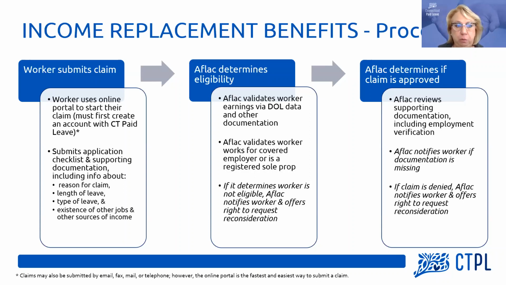The employee or the worker submits the application checklist, supporting documentation, reason for the leave, how long they're going to be out, and the type of leave, whether it's illness, caregiver leave, or bonding leave. And then other jobs, sometimes people have 2 part-time jobs, and other sources of income. Aflac determines the eligibility by reviewing all this information and all the provided documentation.